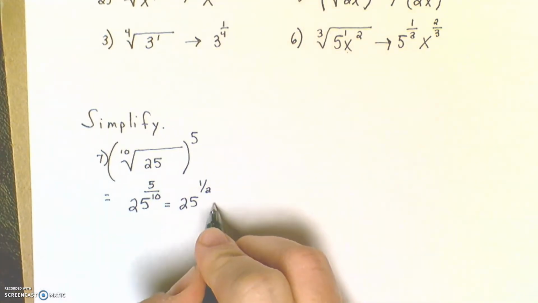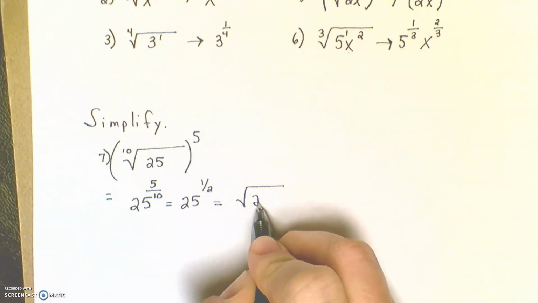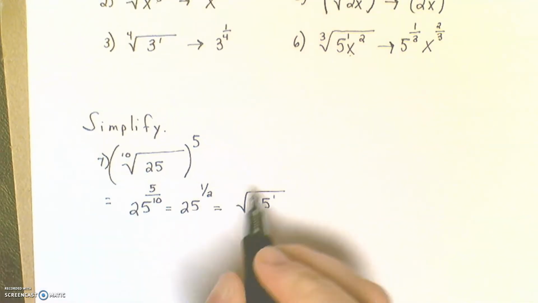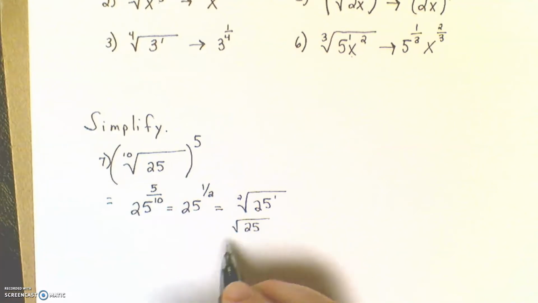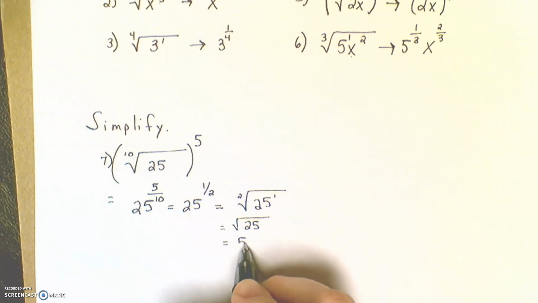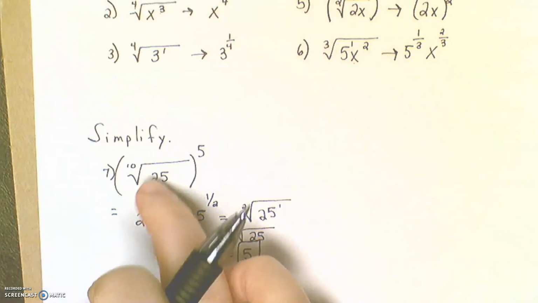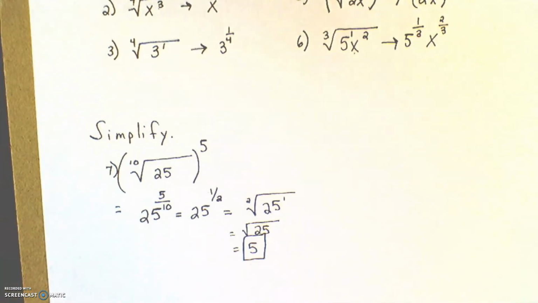and we can take this back to radical form. 25, numerator is the exponent, 2 is the index, so this is the square root of 25, which is 5. So sometimes we can go from radical to rational form, back to radical, to simplify. Okay, let's look at number 8.